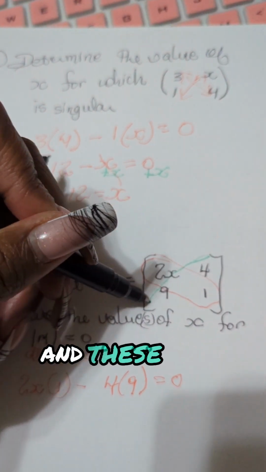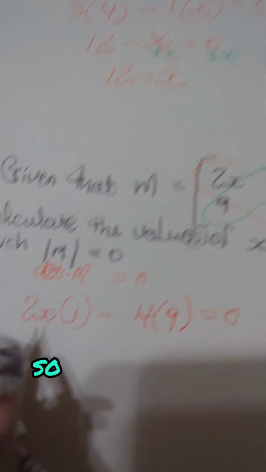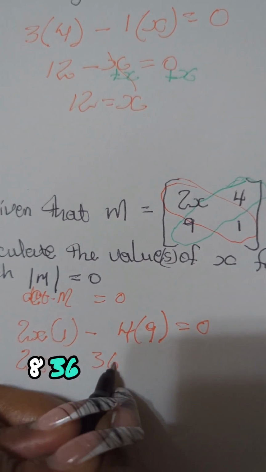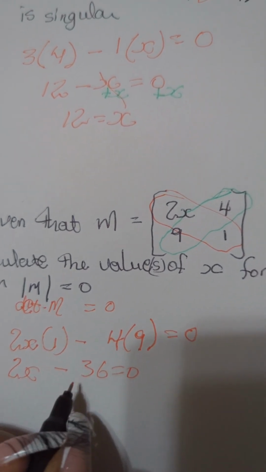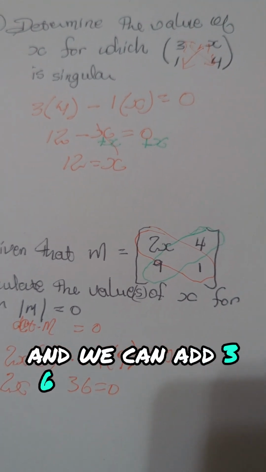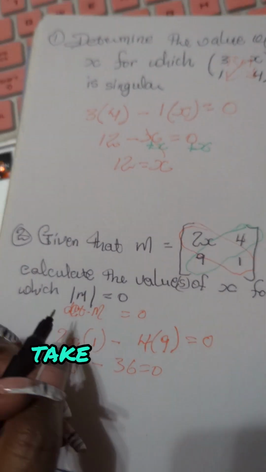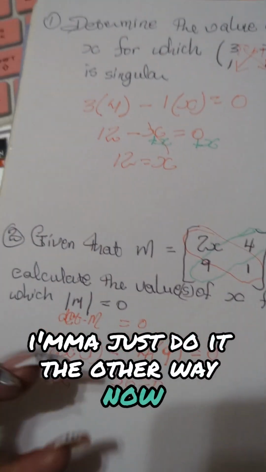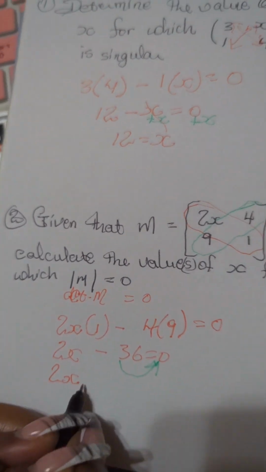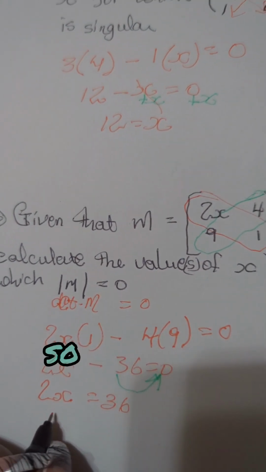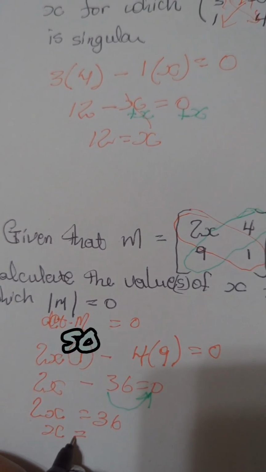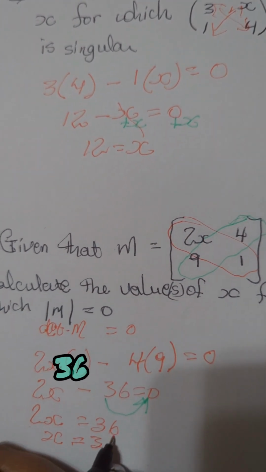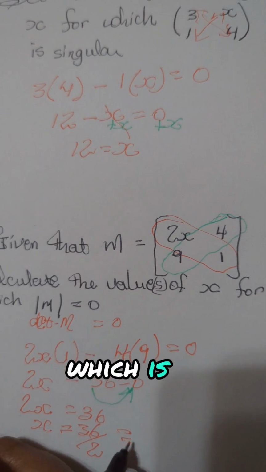All right, so we have here 2X minus 9 4s, which is 36, equal to 0. And we can add 36 to both sides, or transpose the 36, take it over and do the opposite, whichever way you want to describe it. I'm going to just do it the other way now. And we have 2X is equal to 36. So X is 36 divided by 2. We can transpose the 2 and divide because we were multiplying on the left. We're going to do the opposite. 36 over 2, which is 18.